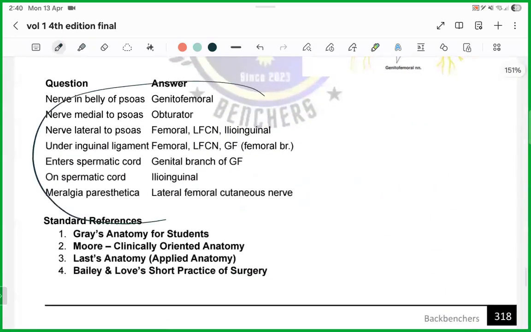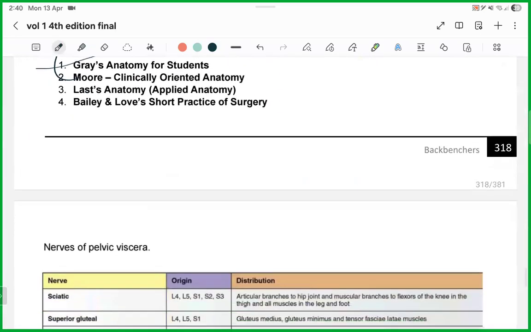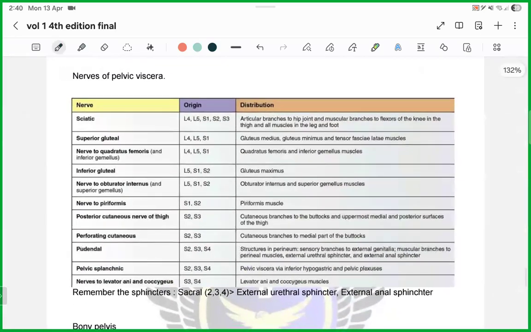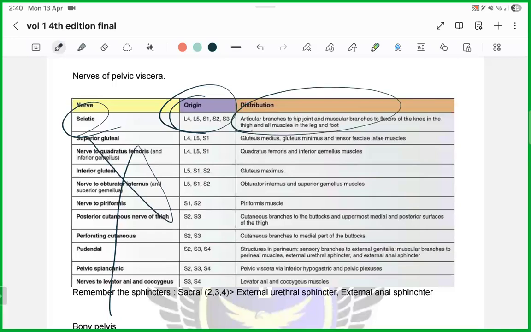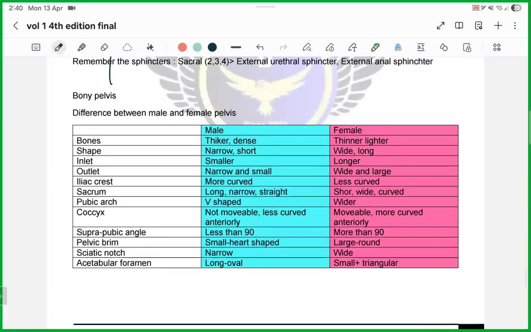And after that, you get this summary. That's 100% important, integrated with standard references. Now, nerves to pelvic viscera: you do not need any of these things. Just remember the sciatic nerve with its root value and its distribution. That's it. Bony pelvis: they don't ask much, but they ask the difference between male and female pelvis.